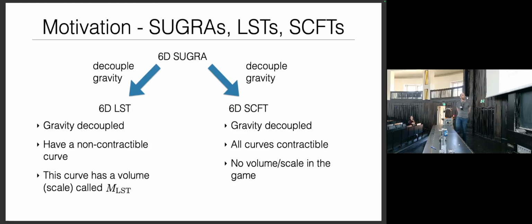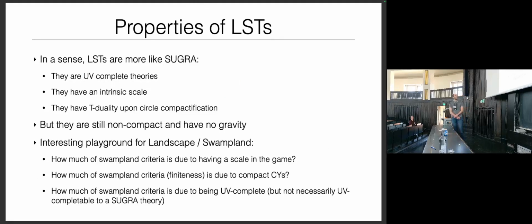Good. So these LSTs are interesting for various reasons. One of them is if you have a 6D supergravity, you can decouple gravity and you either get an LST or a superconformal field theory. So gravity is decoupled in both. The difference here is that an LST has a non-contractible curve, and this curve has a volume associated to it called the little string scale, which is of course absent in SCFTs. In some sense, these LSTs are more like supergravity. They are UV complete in 6 dimensions. They do have an intrinsic scale just like supergravity does, and they have T-duality upon circle compactification.